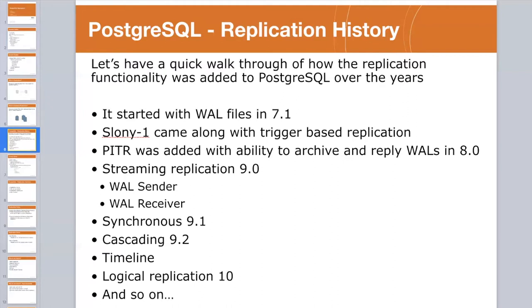After that came along the streaming replication. It was based on the WAL shipping method. And from there, this feature kept enhancing; later on, synchronous replication was added, cascading streaming replication was added, timeline management, and so on. One can say that streaming replication was the first proper replication system in Postgres. And now we also have logical replication as well. That was introduced in version 10.